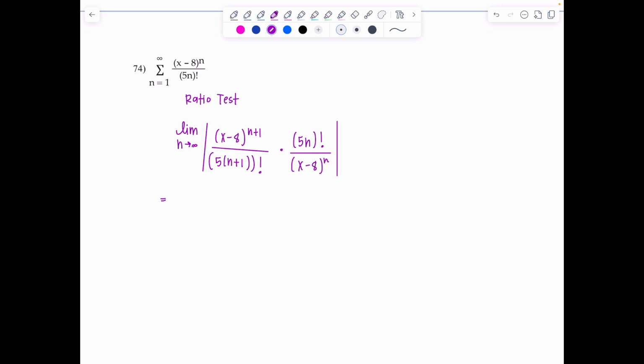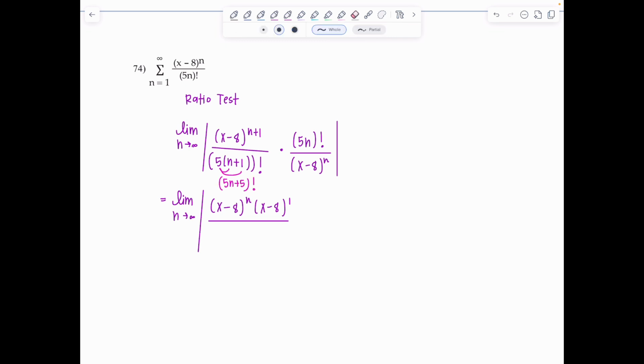All right, let's get everything ready and broken down so we can have a cancel party. So x minus 8 to the n plus 1, let's write it as x minus 8 to the n times x minus 8 to the first. This factorial here, this is 5n plus 5 factorial, yes? Okay, so let's start breaking it down.